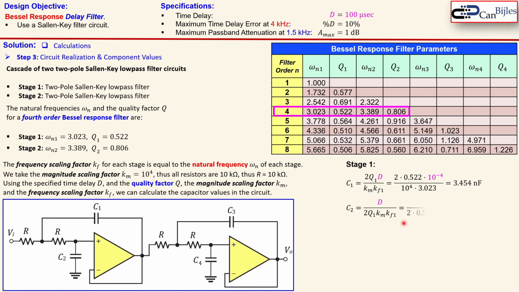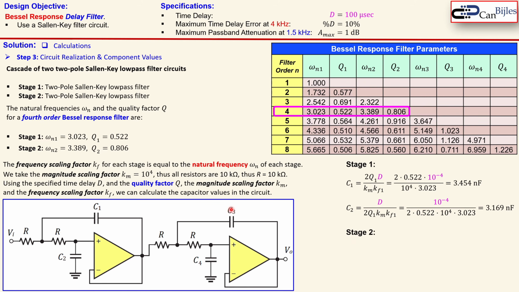nanofarads. C2 is calculated using this formula, again with the time delay D, the quality factor, the magnitude scaling factor, and the frequency scaling factor. Again, do the math here, and you get almost 2.17 nanofarads. That's for stage 1. So this and that are now calculated.